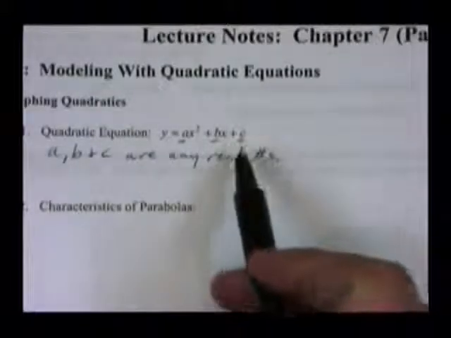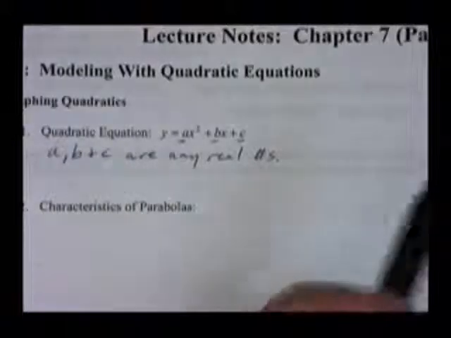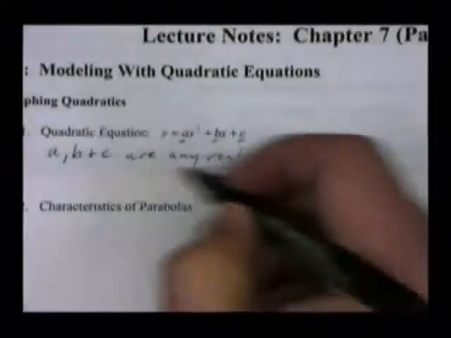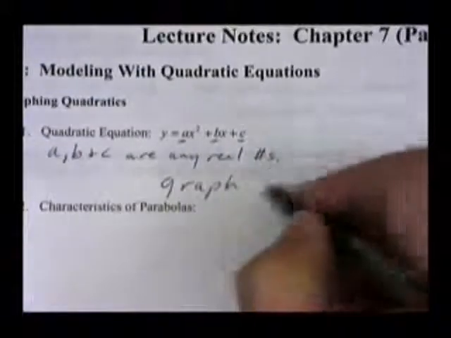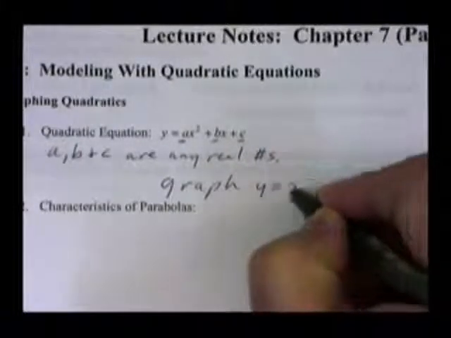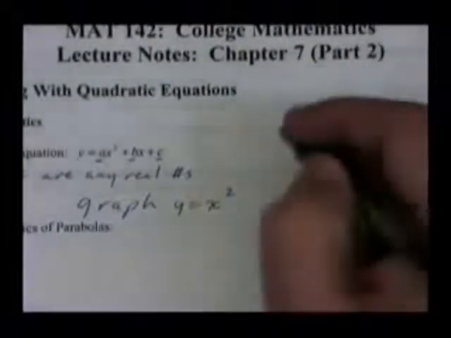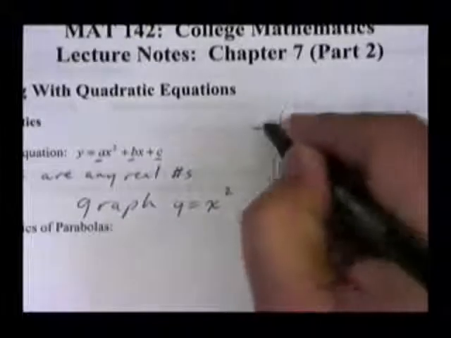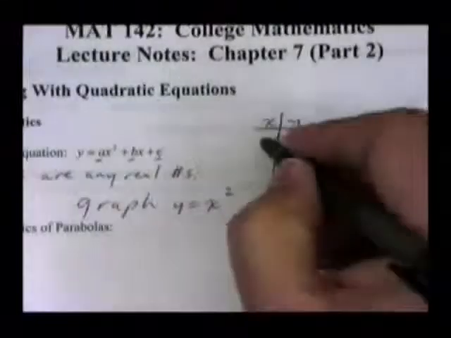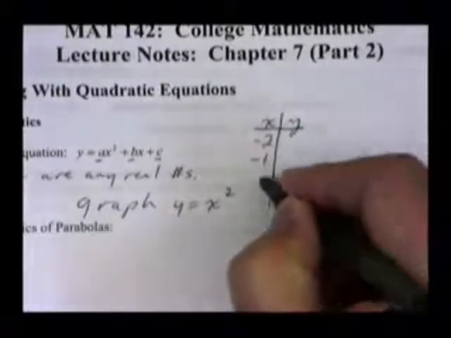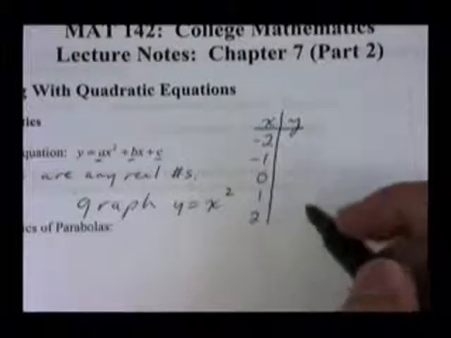And those a's, b's, and c's will come up later when we review how to deal with the quadratic formula. But let's take a look at what a graph of a basic quadratic equation looks like. So I'm going to graph y equals x squared. In order to do that, I'm just going to pick some x values, plug those in, and find the y values that go with them. I'm just going to pick real standard, easy x values of negative 2, negative 1, 0, 1, and 2.